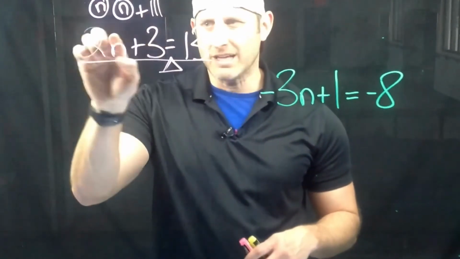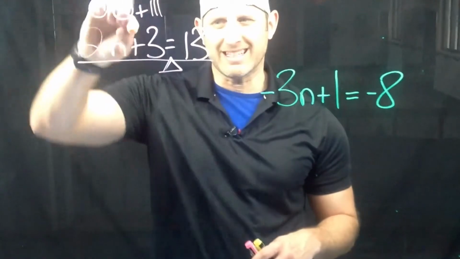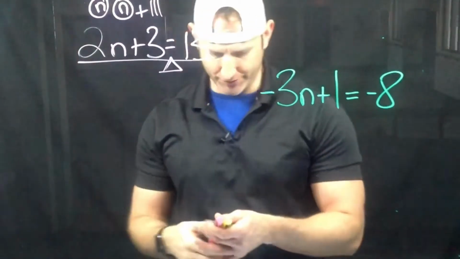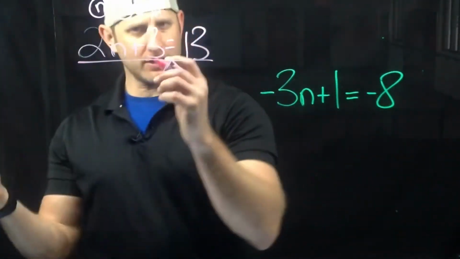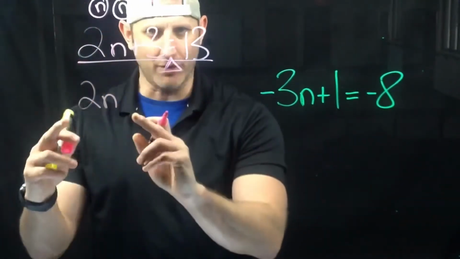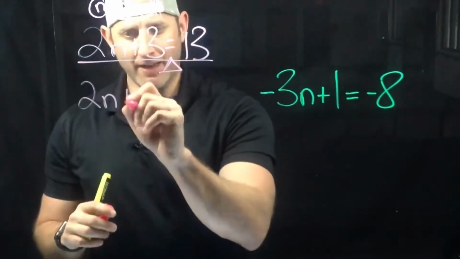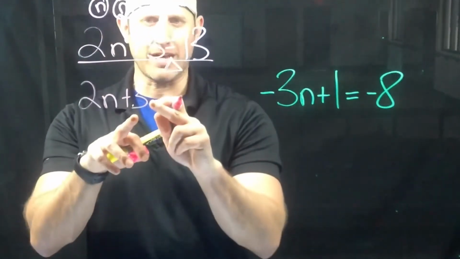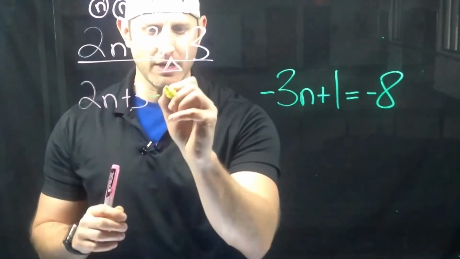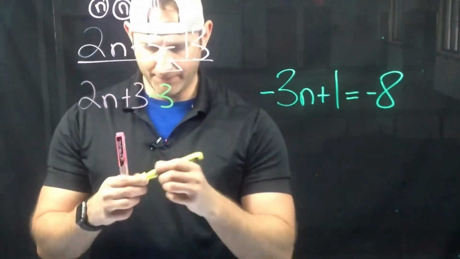This 3 is further away from the n because it's separated by this little plus sign. So let's get rid of that first. So this is what it should look like. You're going to take 2n and move it down. You haven't done anything with it. And then you're going to have the plus 3 here. And in order for you to cancel out plus 3, you're going to subtract 3.